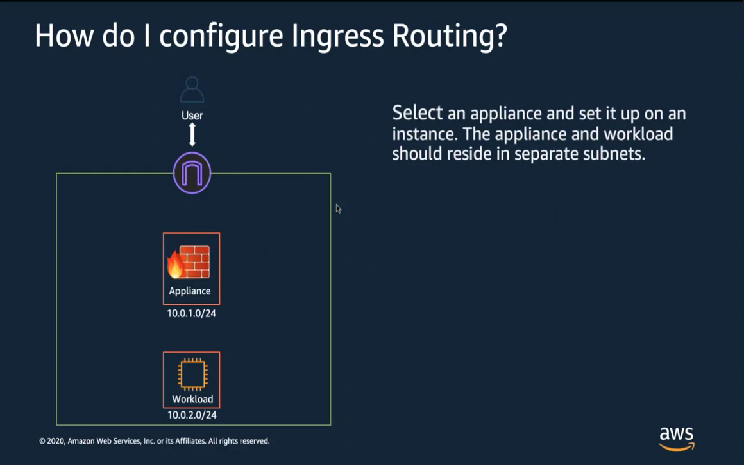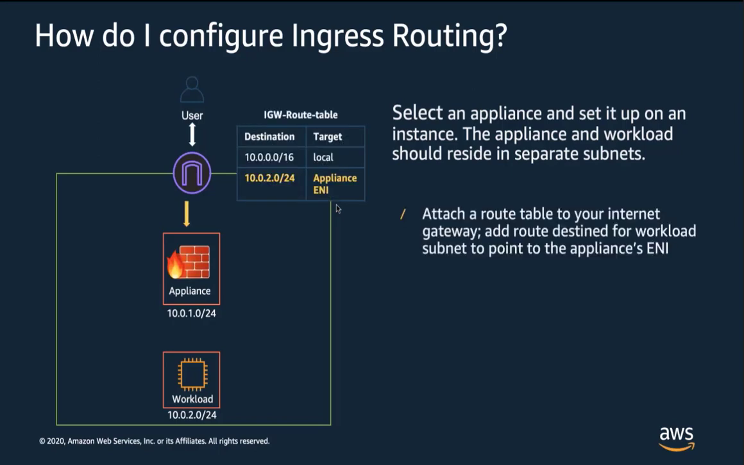So the first thing that you need to do is you either need to use your own VNF or select an appliance from AWS Marketplace and set it up on an instance following the instructions. Once you have set it up on an instance, you have to make sure that your workload and your instance reside in their own separate subnets. They should not be in the same subnet.